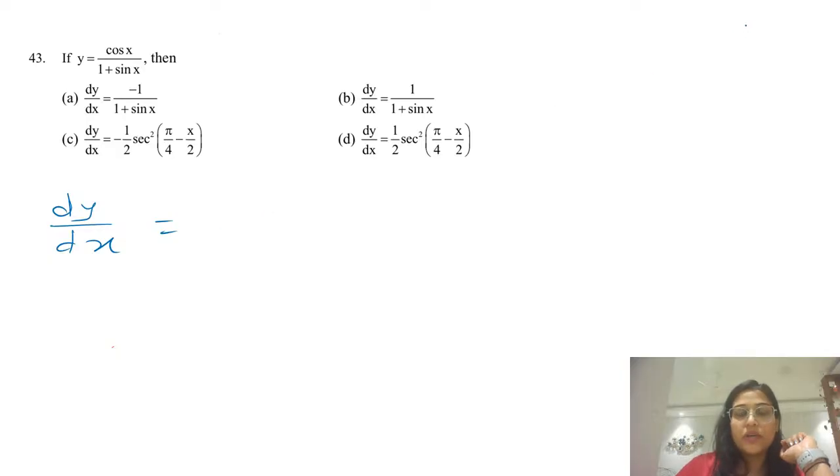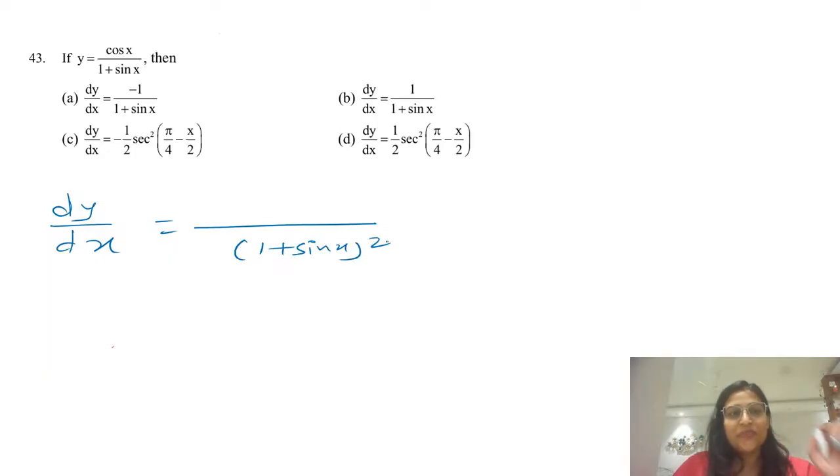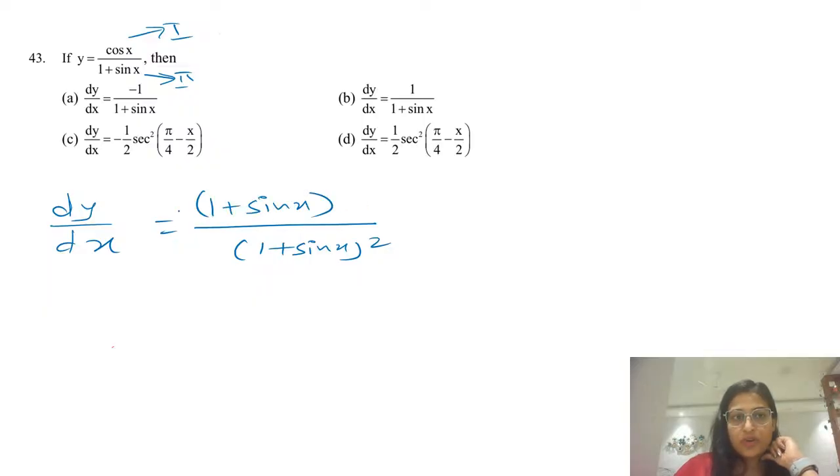You know that if the functions are in the form of u by v, then in the denominator we write the square of the denominator, that is 1 plus sin x whole square. All right, and here this is the first function and this one is the second function. Don't do anything with the second function. Now the differentiation of cos x, we all know it's minus of sin x. So I have written this as minus of sin x.